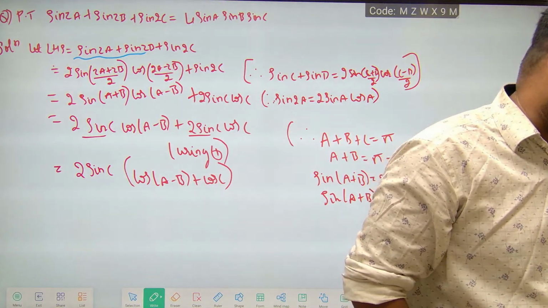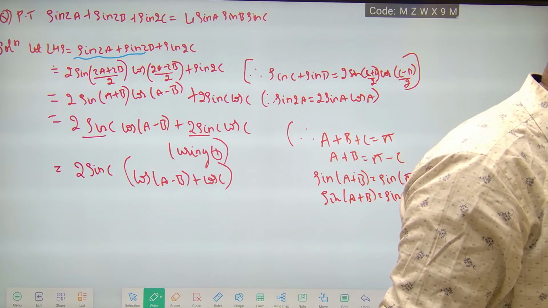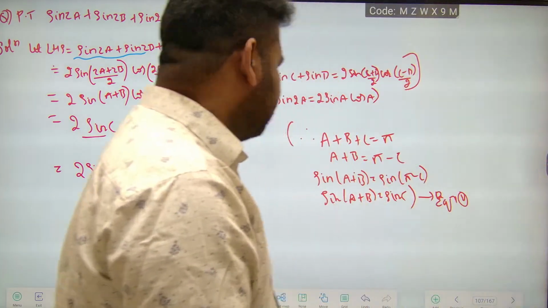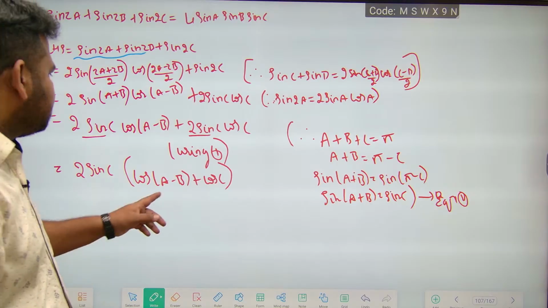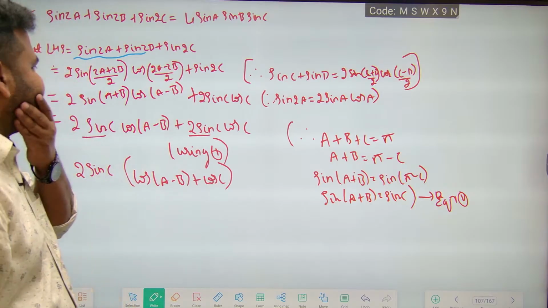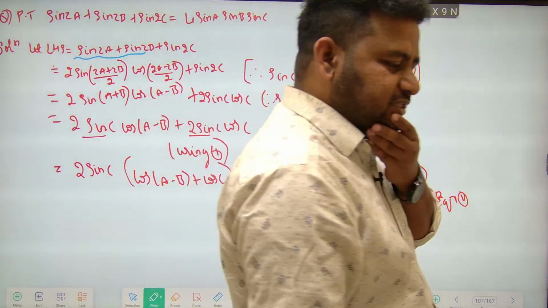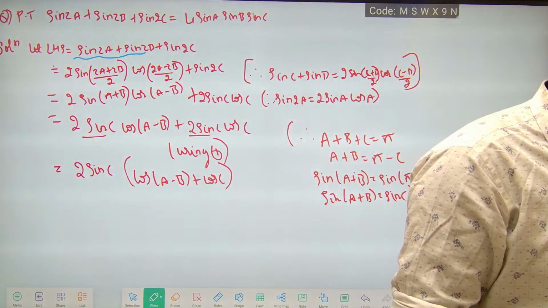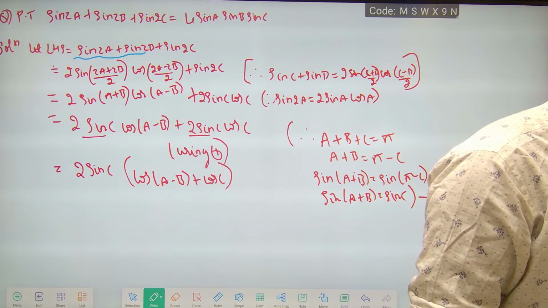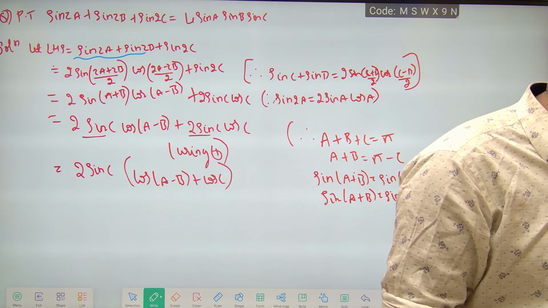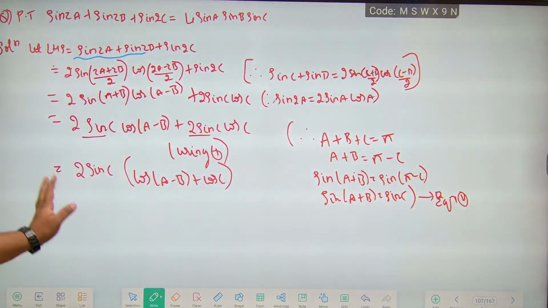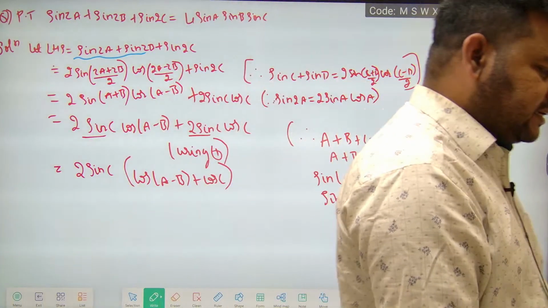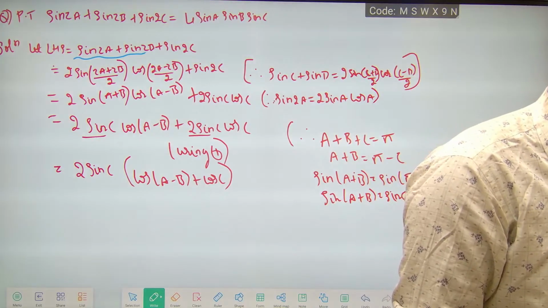Now what should I do? So cos of A minus B plus cos C is what I am having. Cos C can be written as what, friends? Think correctly. Cos C can be written as what?